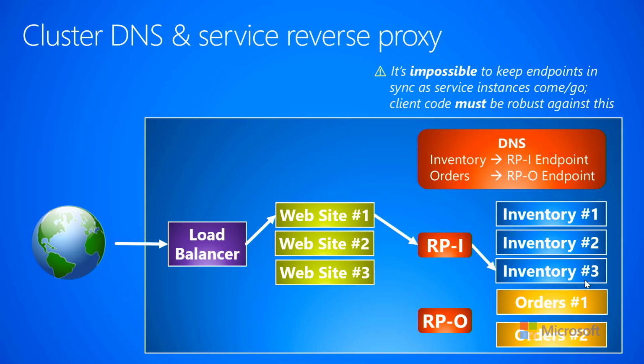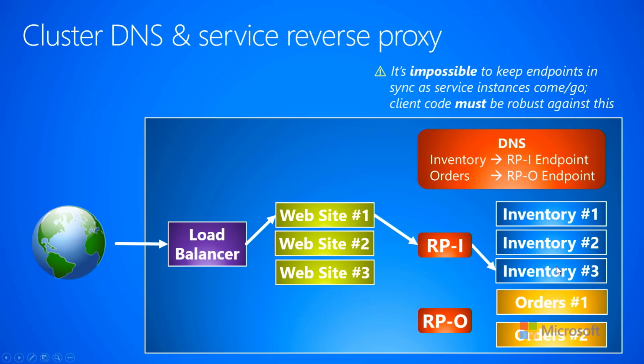So the point I'm trying to make here is that it's impossible to keep endpoints in sync as service instances come and go. It's literally impossible, which is why I put it in bold italics letter. Your client could go and request the endpoint of something, and once you have that endpoint, when you go and talk to it, it may not be there anymore. And things will change, but things are changing dynamically, and it's impossible to keep everything in sync. So client code must be robust against this, and typically that's done with retries.